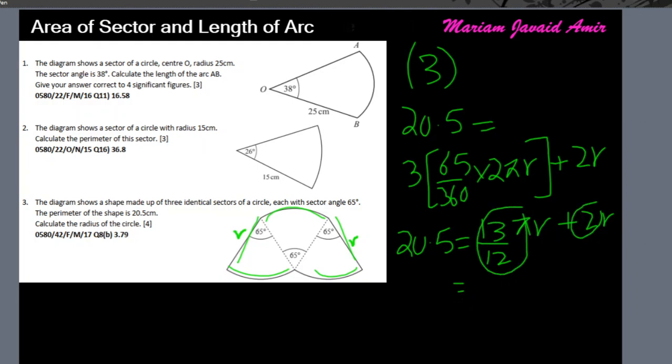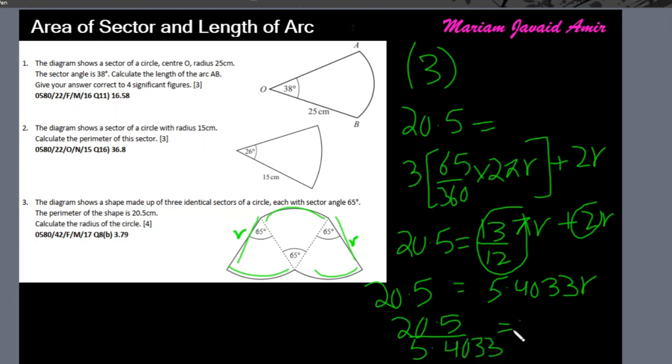So I am getting 5.4033 r. Now divide 20.5 by it. 3.79.